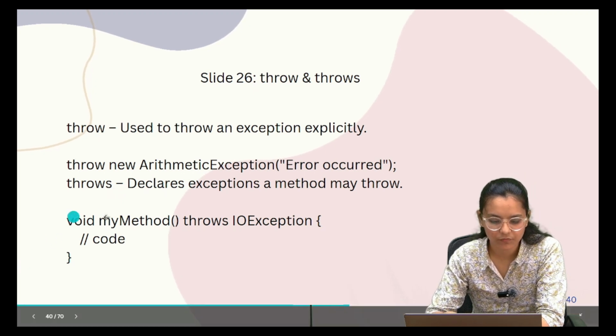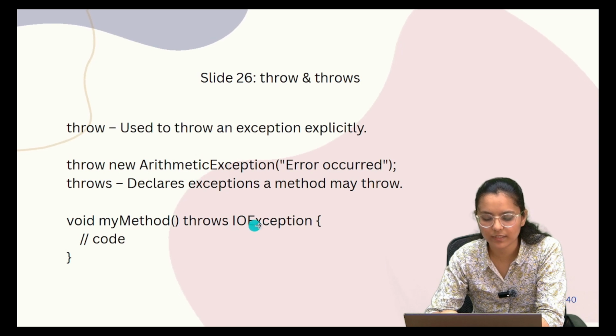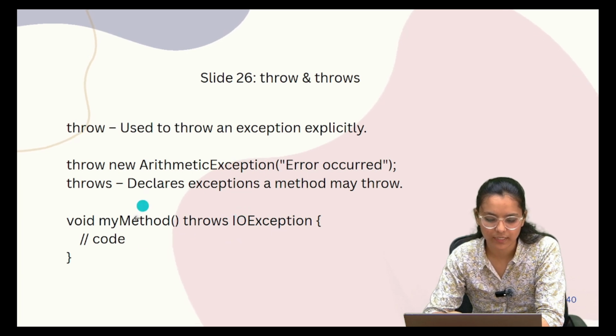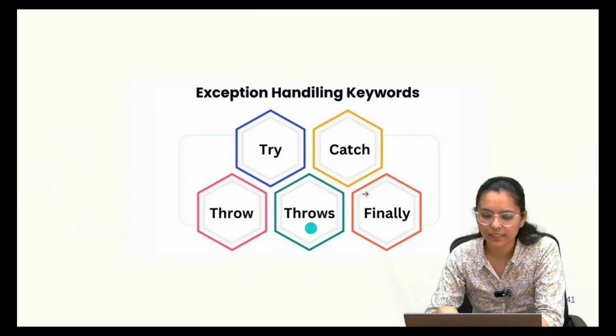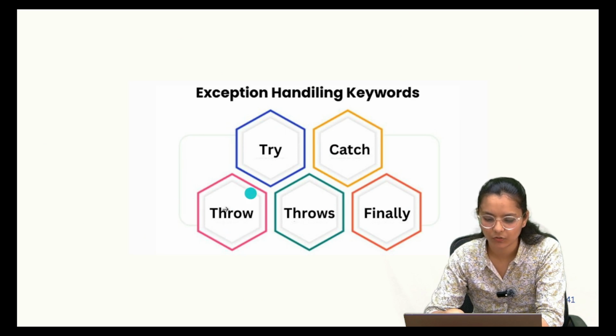Here, void myMethod() throws IOException. IO stands for input output exception, and here we can write our code. So these are the keywords used in exception handling: try, catch, throw, throws, and finally.